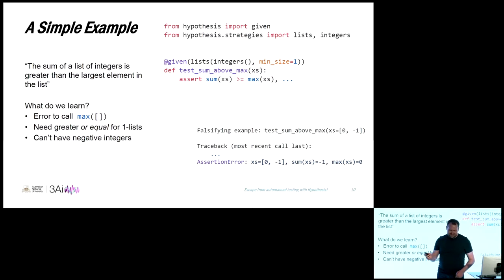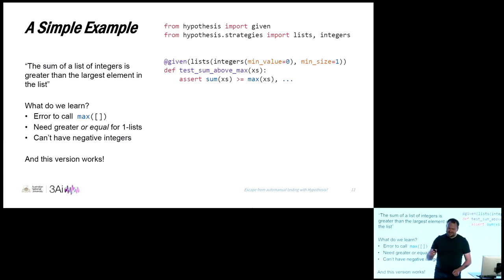And if we run this one, we discover that if we have negative numbers in our list, then the sum might still be less than the maximum. So we tell it that we want integers at least zero in a list with at least one element, and now the test passes. So this style of testing can be applied to a very wide range of things. I'll walk you through some of how you can generate data, how Hypothesis works, and what to do with it for the rest of this talk.